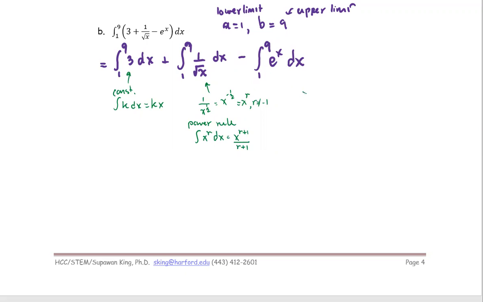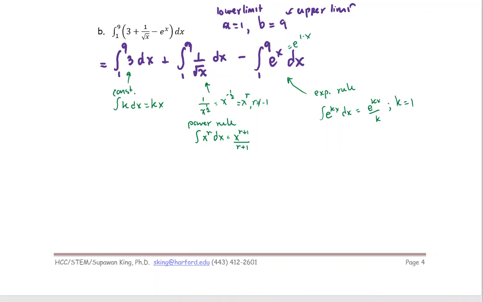Okay. And the last one, this is the exponential term. We're gonna use the exponential rule. What is the exponential rule? The integral of e to the kx with respect to x equals e to the kx divided by k. For this case, e to the x means e to the 1 times x. Therefore, k is 1 for this case. Okay, I identified each term and the rule that we can apply for each.